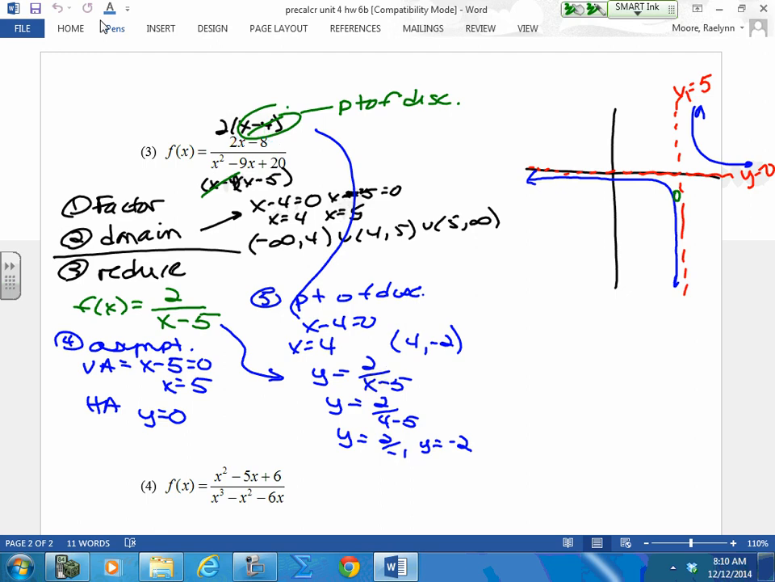Now, see, find the range for me and find the concavity.